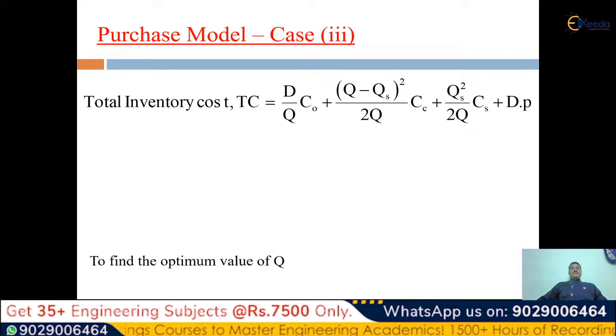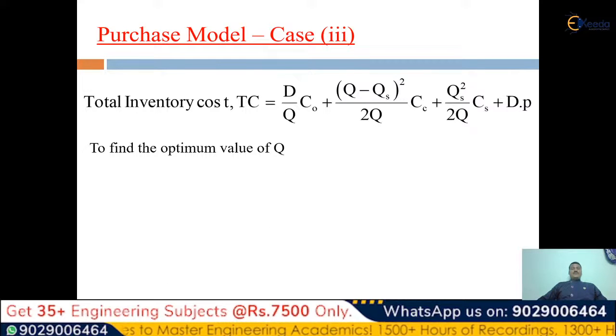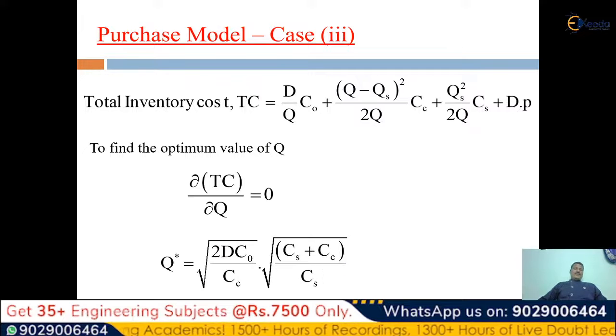Based upon this, overall we can find the total inventory cost which is required, like in case 1 and case 2. Similarly, to find the optimal value of Q, when we differentiate it, we get the value equal to root over of 2D into CO by CC into root over of CS plus CC by CS, where D indicates the demand, CO the ordering cost, and CC the inventory carrying cost. With these usual notations, we can find the optimal quantity which can be stored or used as inventory.